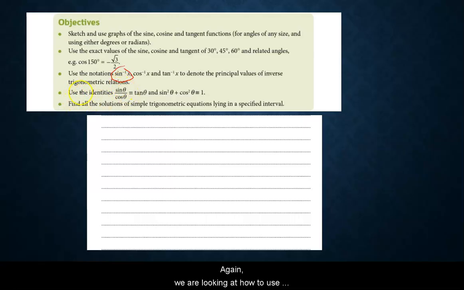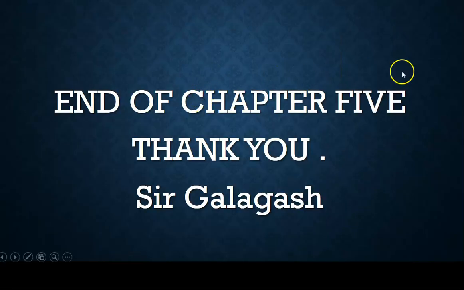Again, we are looking at how to use the identities. Sine theta divided by cos theta should give you tan theta. And in some cases, you are supposed to prove that these are equal to each other. And sine squared theta plus cos squared theta is always equal to 1, even in your Year 11 concept.